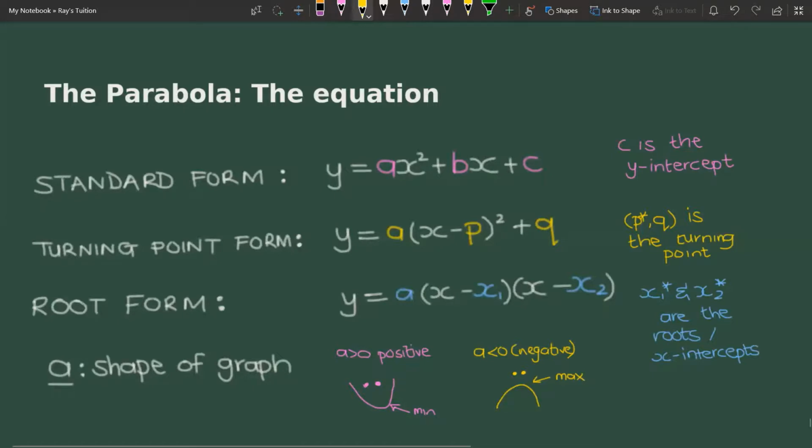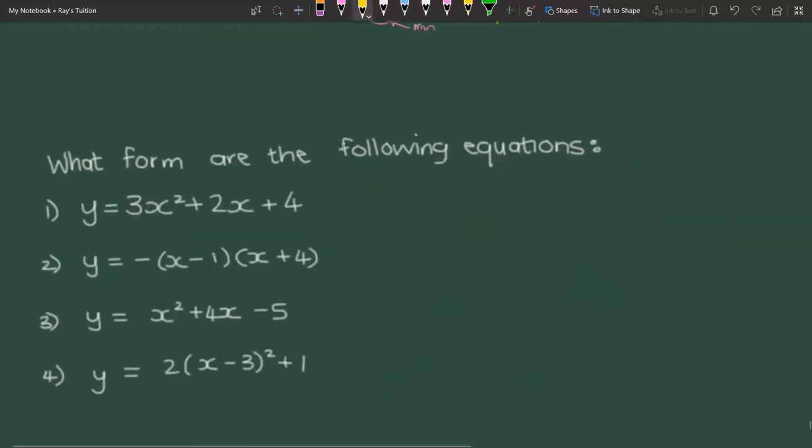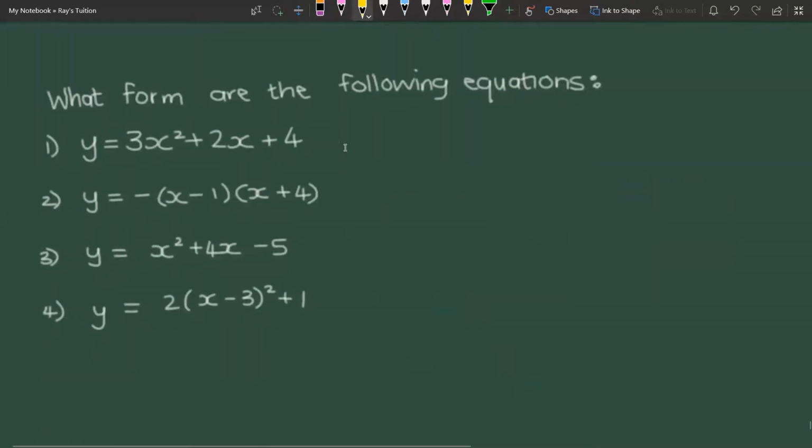And please pay attention to that because it helps us simplify our questions. So here are a few questions, and it's a really easy exercise for this one. It's what form? So we just need to identify the form. And we will go one step further. We'll say, what shape does it have? Is it a positive shape or is it a negative shape? And if there's anything special about the graph.